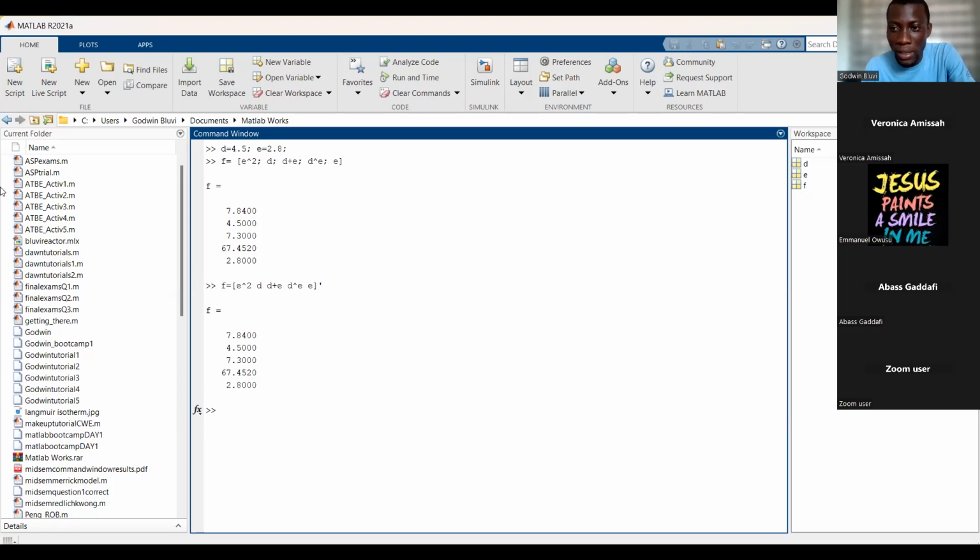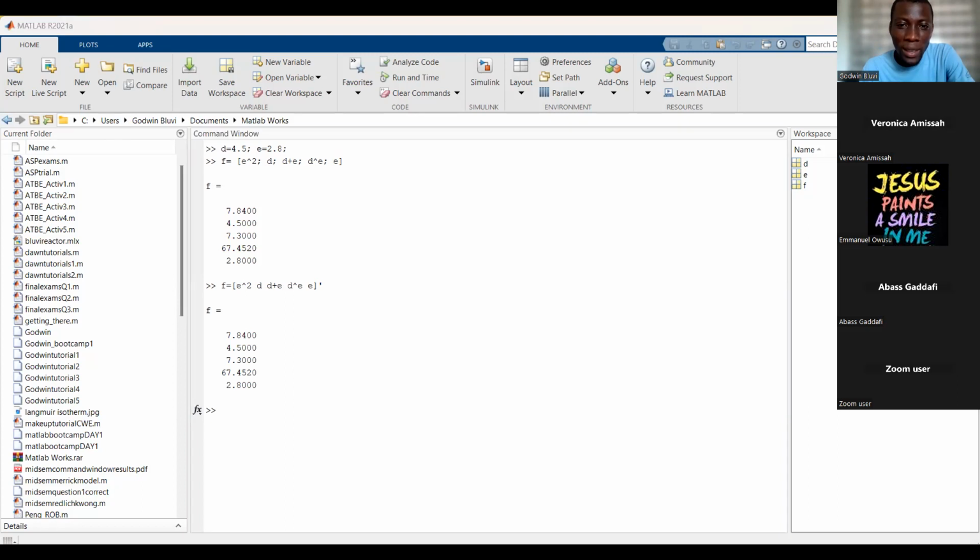So you see, it's the same thing. Do you get it? It's the same thing, nothing different, nothing changes. Great. Then the next question we asked was, now use the vector above to perform the following computations: element by element multiplication on the variable F.